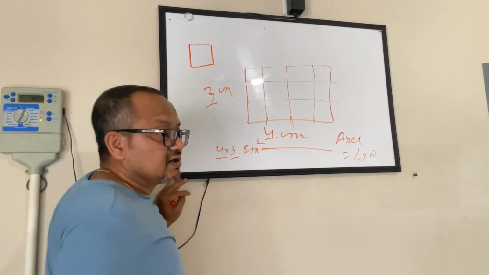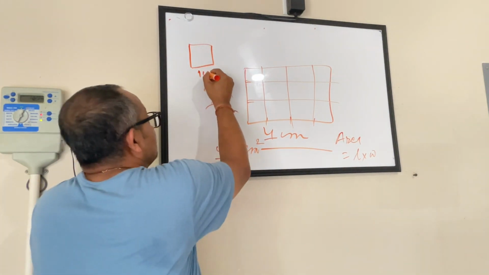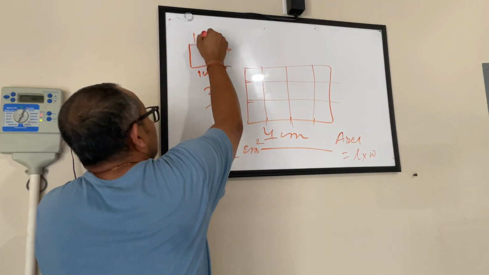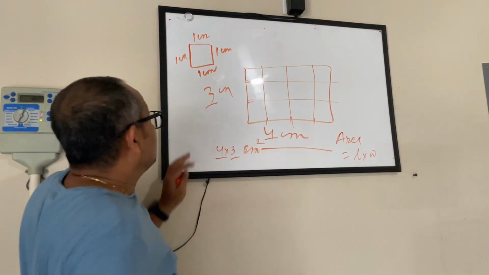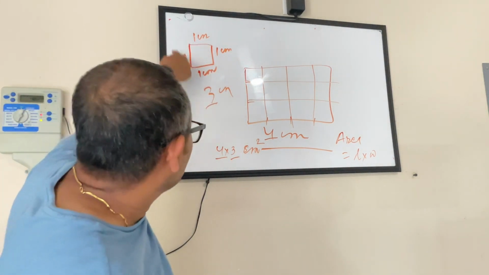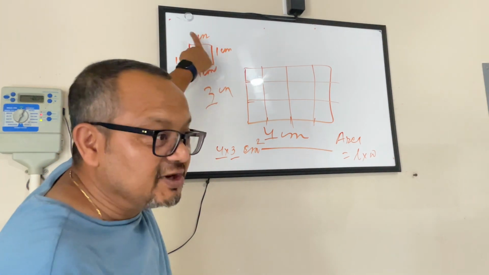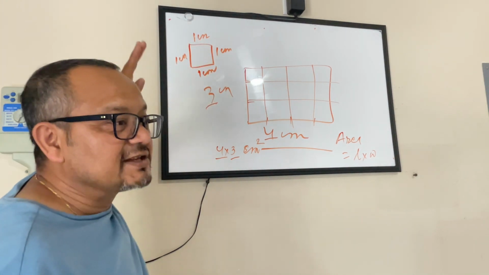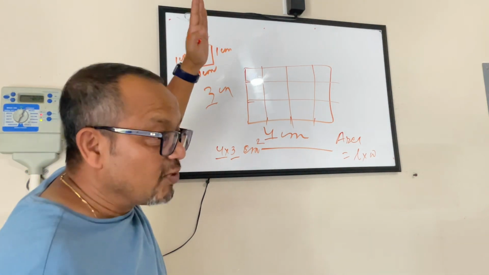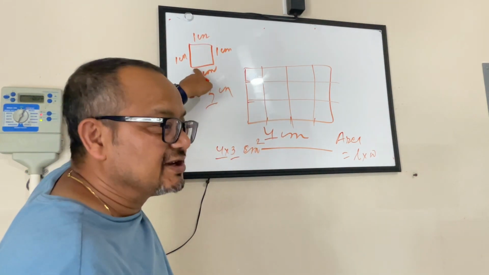A box which is 1 centimeter on all sides, okay? It is a square of a centimeter. It is a square, right? With 1 centimeter on all sides. It's a square, 1 square centimeter.